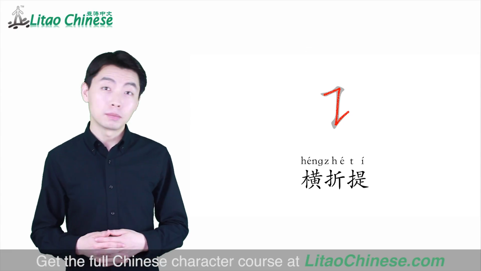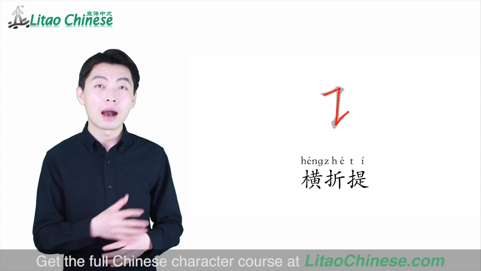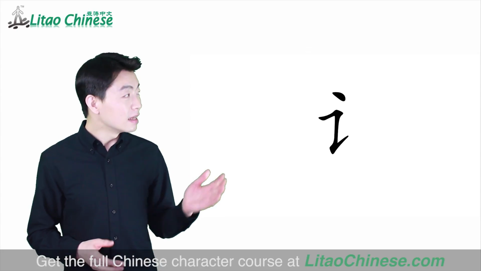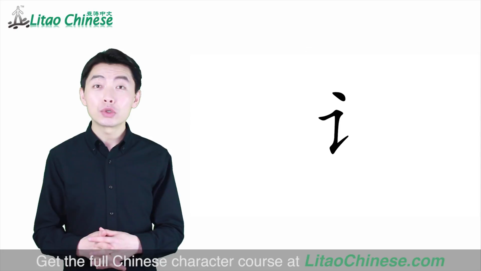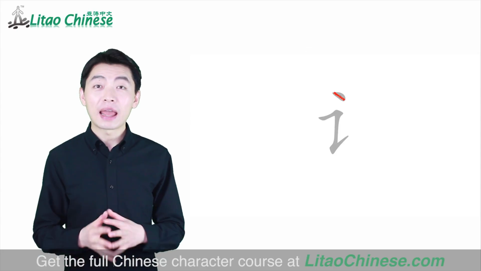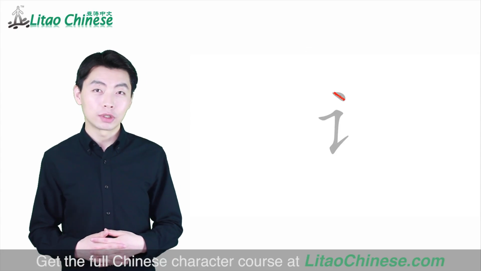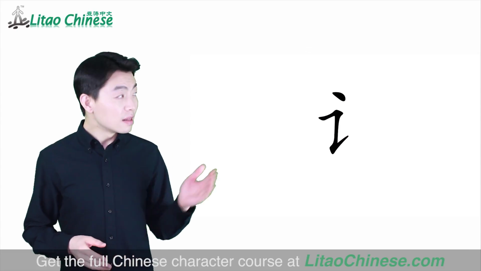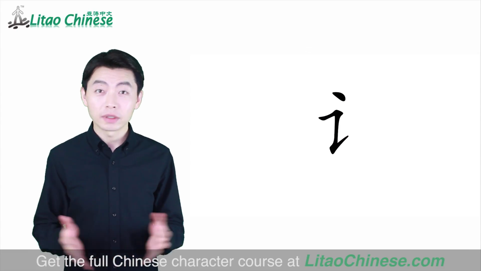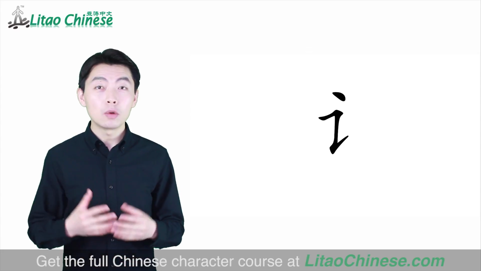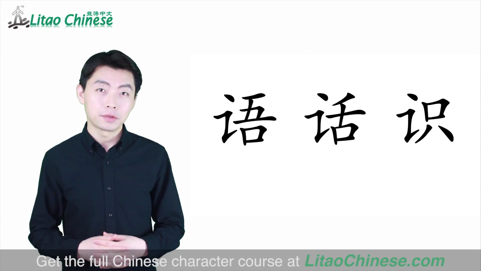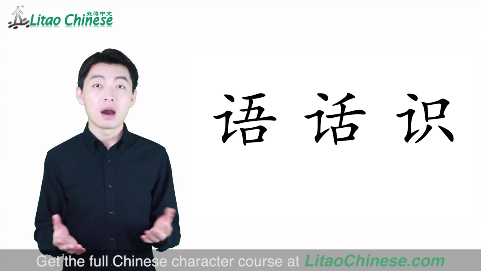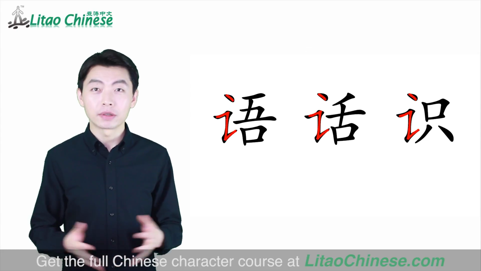Let's look at a component that has this compound stroke. This component has 2 strokes, 点 and the new compound stroke, héngzhétí. Notice that this is not a character. It can only be one part of characters, and it's often on the left side of a character.